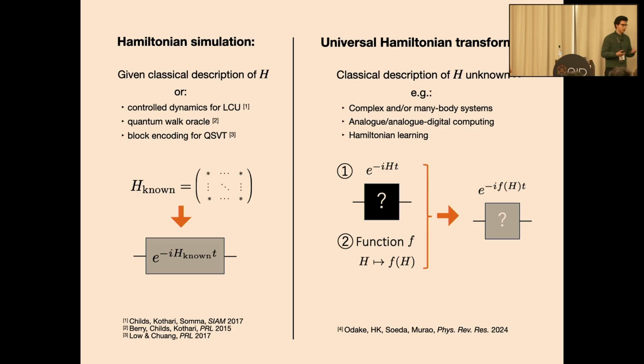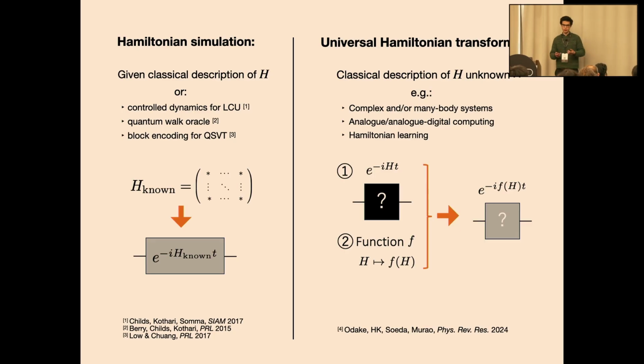So here, the task is that we are given some oracle access to the dynamics of a Hamiltonian, and we are interested in transforming that Hamiltonian dynamics by some function f. So you give me some oracle encoding e to the minus iHt for some unknown Hamiltonian H, and then someone else comes and gives me a function f on the space of Hamiltonians, and I give you back the dynamics of the transformed Hamiltonian, e to the minus i f(H) t.